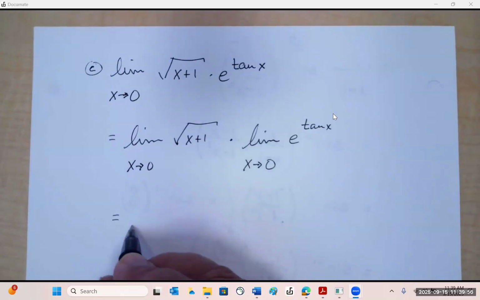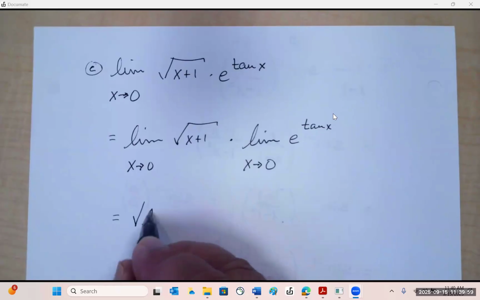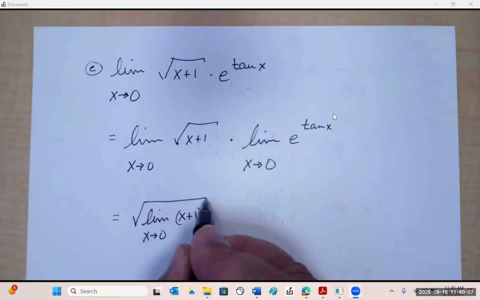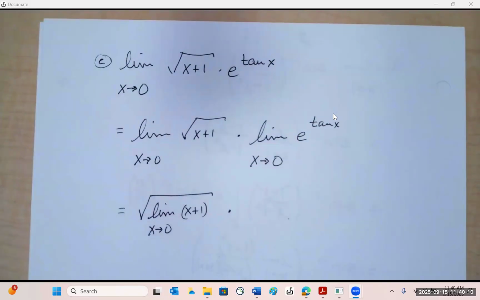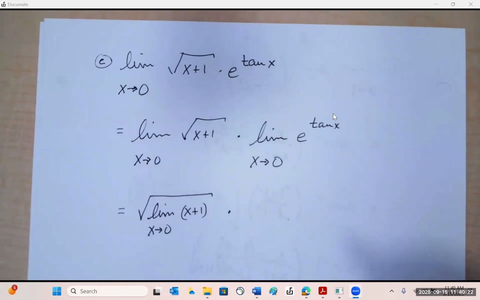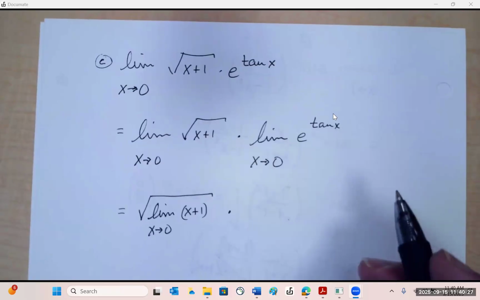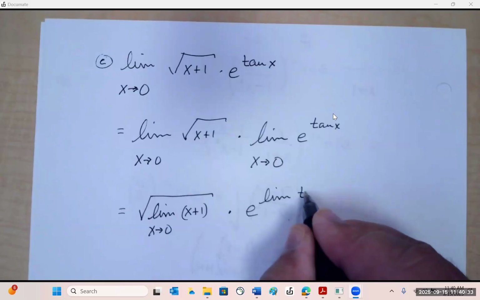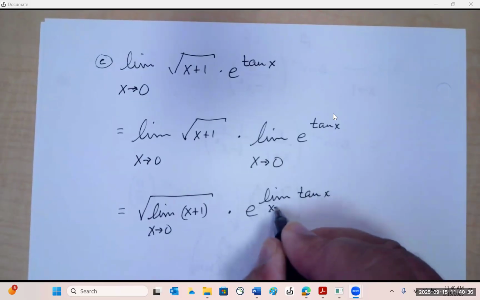So for this one, what we can look at is the limit of x plus 1. The x plus 1 is the inner function, so we take the limit of that one. How about the second one, the e to the tangent x? Which one's the outside, which one's the inside function? Tan x is the inside function, right? So here, we have to take the limit of the tan function as x approaches 0.